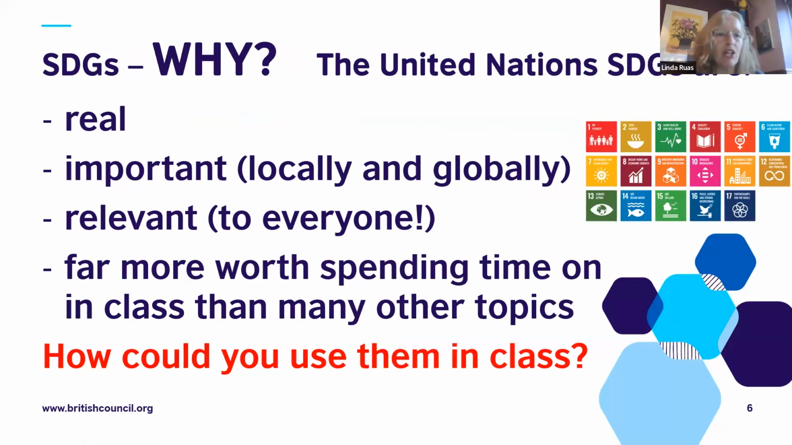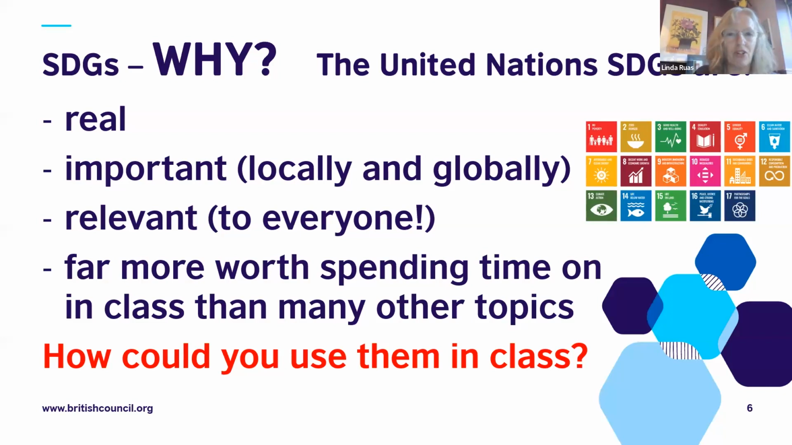So why should we focus on the Sustainable Development Goals in class? I think it's a really good idea because they remind us what is real and important in the world. All the important countries got together and decided on these goals, and because they're real, they're authentic. It's not made up, invented stuff to do in class. It's real. It's important locally and globally. All of them are relevant to everyone, and I think they're far more worth spending time on in class than many other topics.